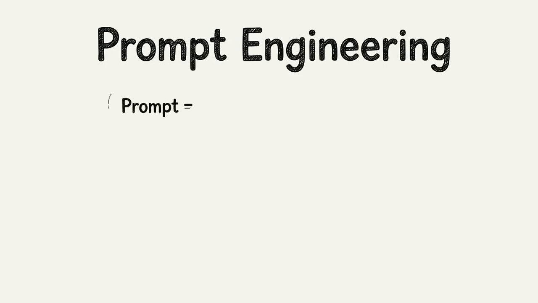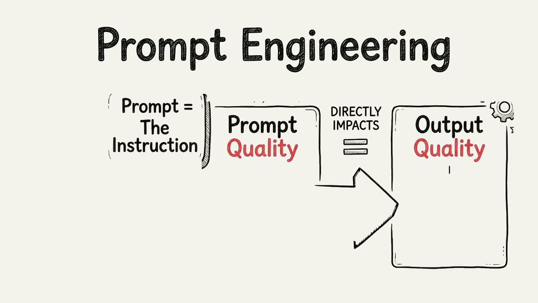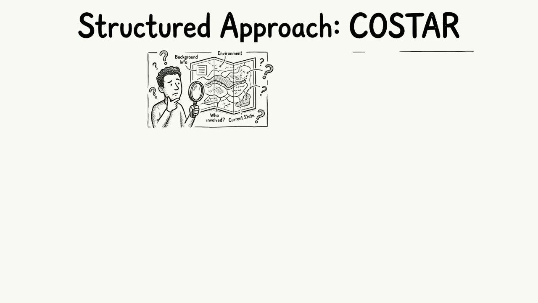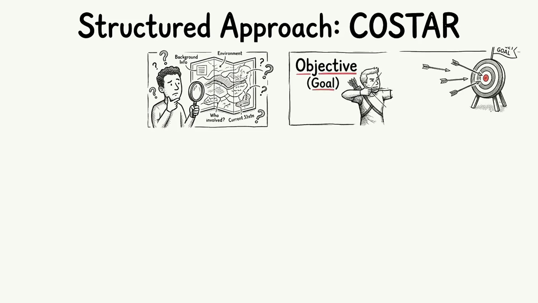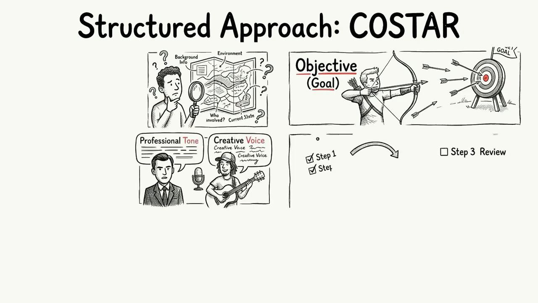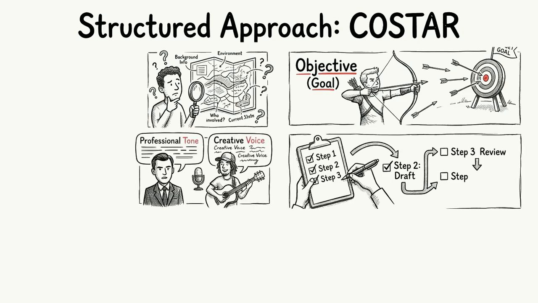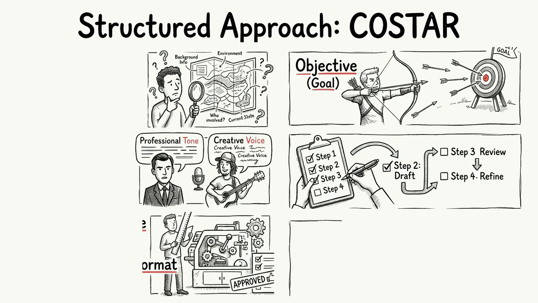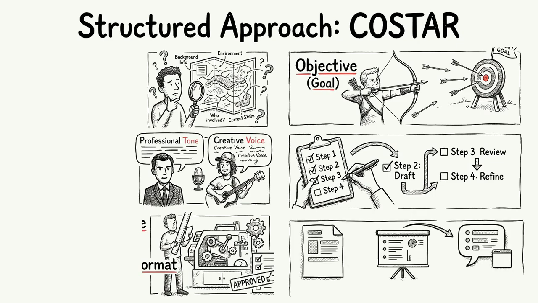A prompt is the instruction you give to an AI. The quality of your prompt directly affects the quality of the output. Use a structured approach. One example is the COSTAR method. Context: what's the situation? Objective: what do you want? Style: what tone or voice? Tasks: what steps should it follow? Acceptance criteria: what makes a good result? And response format: how should the answer be structured?